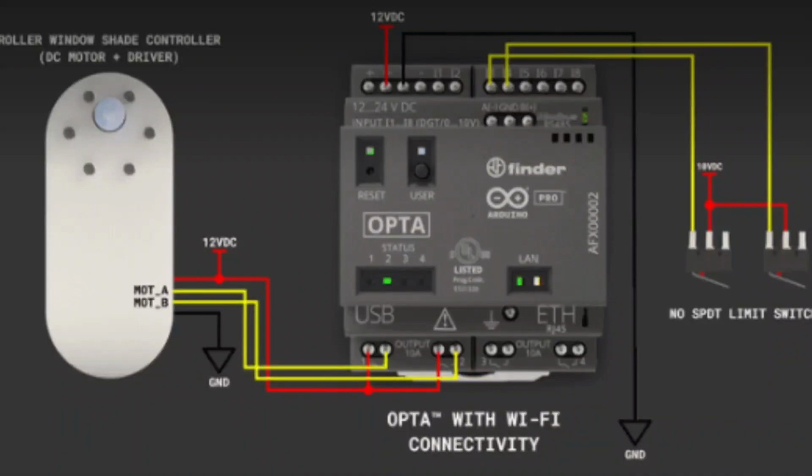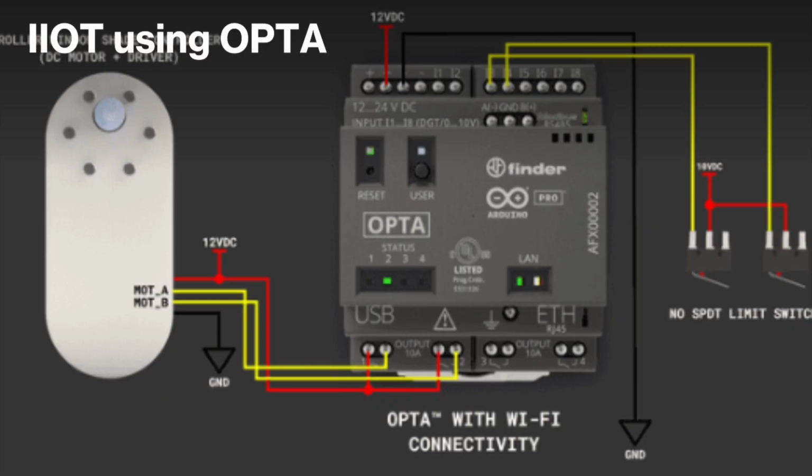Good morning everyone. Welcome to our session on Industrial Internet of Things, or IIoT, using Arduino OPTA. The world today is moving towards smart connected systems. Machines no longer just operate, they communicate, collect data and help us make better decisions. In this session we are going to explore what IoT is, how it works and why industries are shifting towards IIoT to become smarter and more efficient.